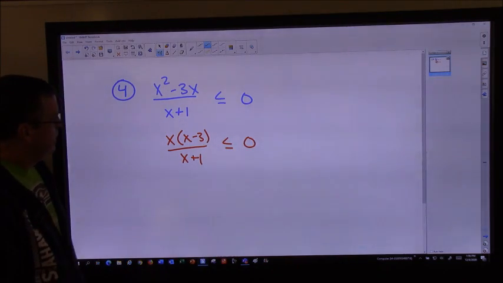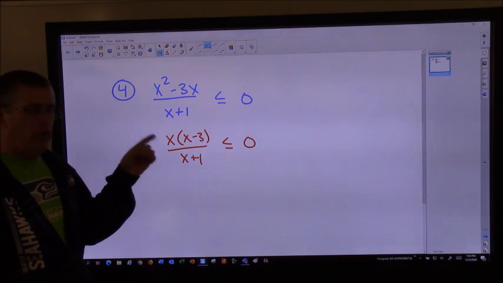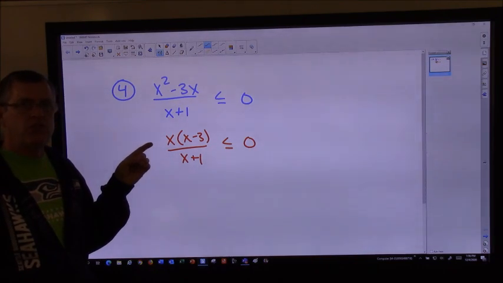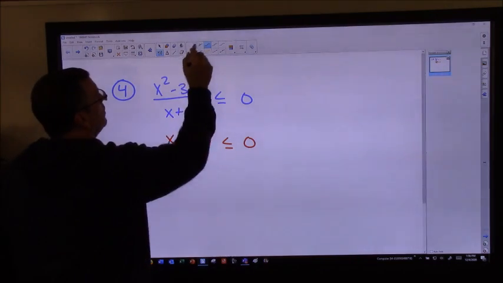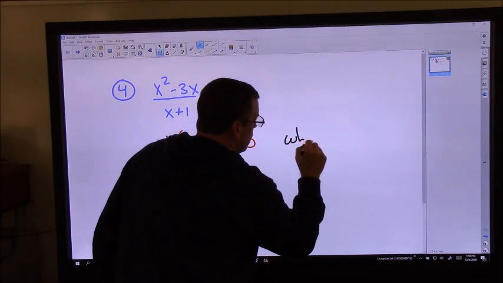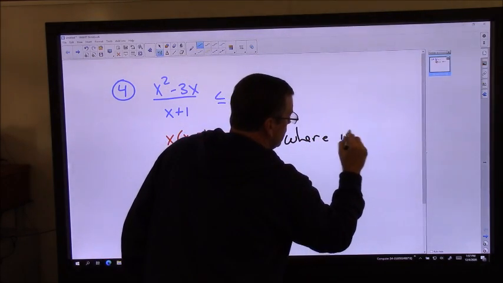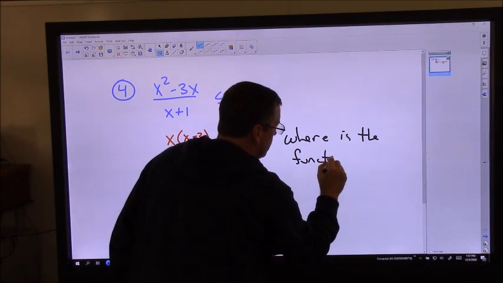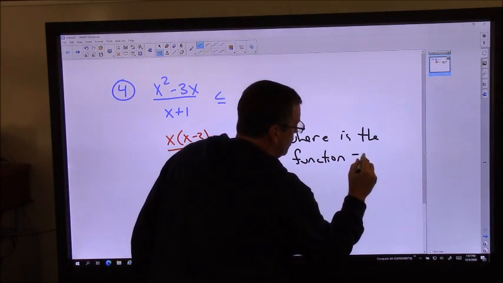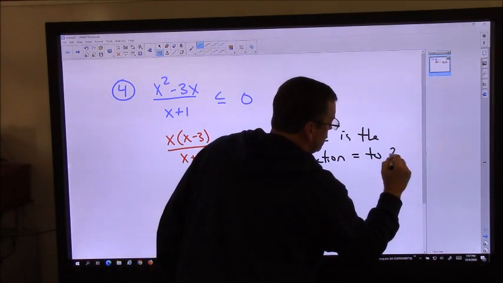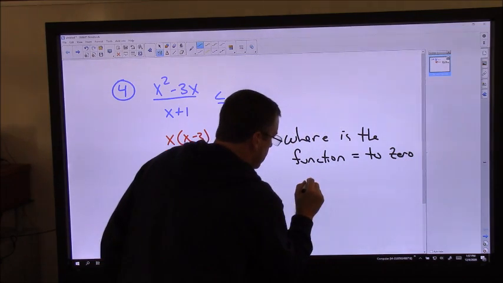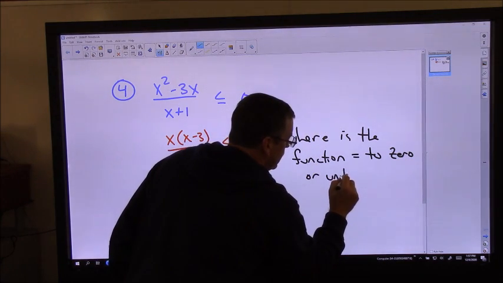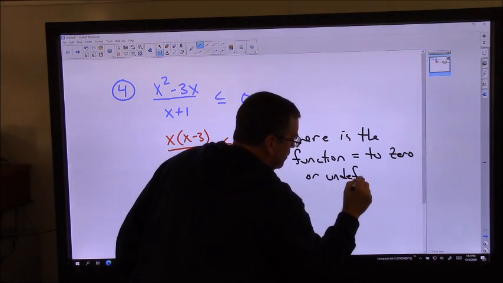Okay? And now, instead of saying, where are the zeros, I'm going to change the question just a little bit. Where is the function equal to 0 or undefined?